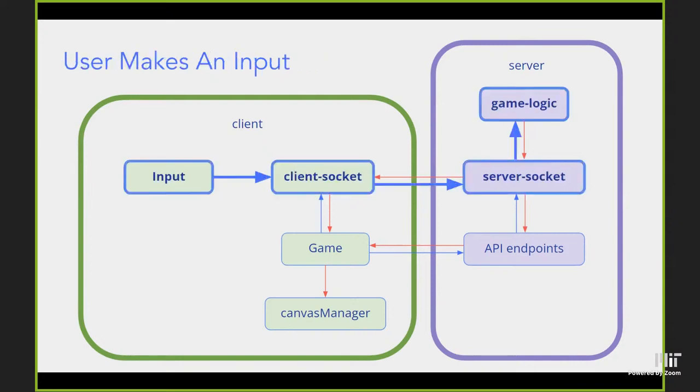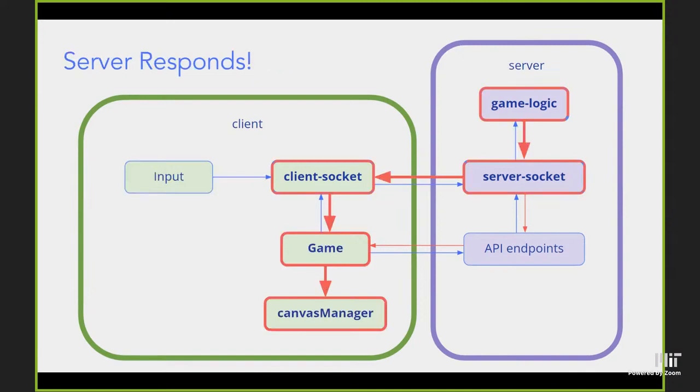So when the user makes an input, like they press the button on the keyboard, that'll go through a client socket, which will then use that socket.emit that we talked about yesterday to send information to the server. The server will then use the information, do some stuff, and then send a response back. And that will go through the server socket, back to the client socket, and into the game component, which will render it on the page.